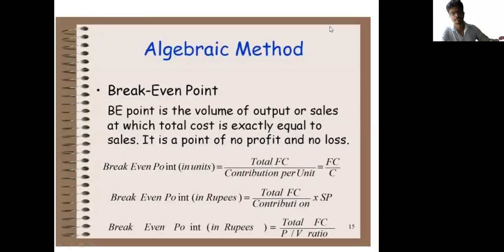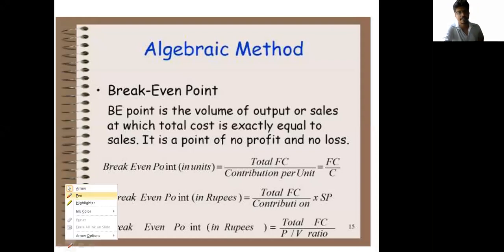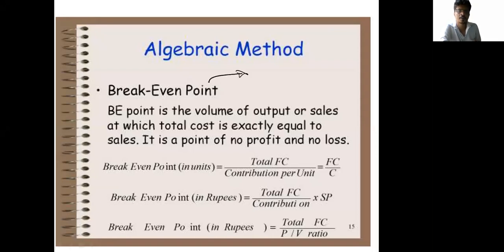Let's see how to calculate break-even point. Simply, at this moment, you know the break-even point conditions. In break-even point, as I explained to you, total revenue equals total cost, or otherwise profit or loss equals 0.